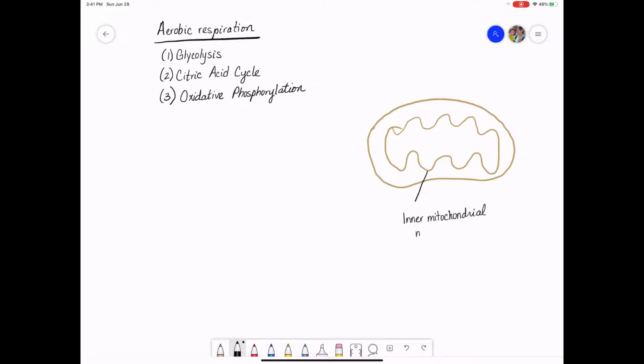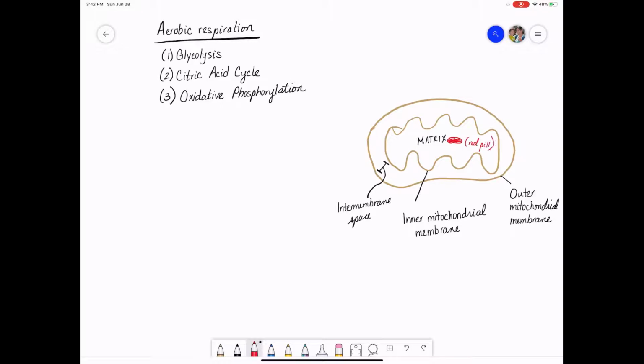It has two membranes, an inner and an outer membrane. Those two membranes create two compartments. The compartment between the two membranes is known as the intermembrane space, whereas the most internal compartment is known as the matrix.